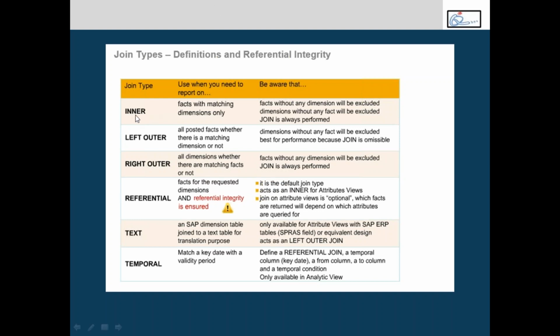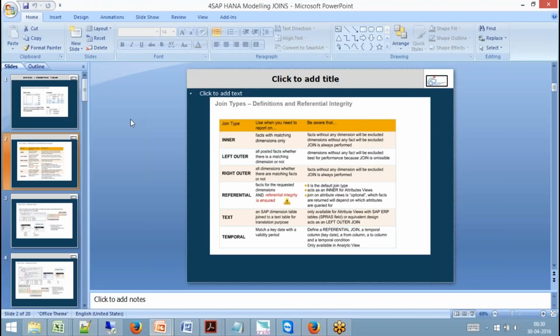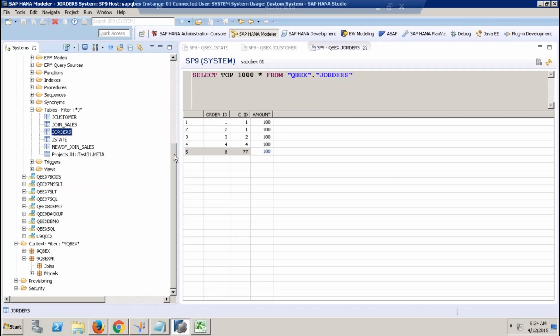Okay, I've opened that. So this is the type of joins we're going to deal with. One is inner join, left outer, right outer. Then we have referential join, then text join, then temporal joins. We're going to deal with this. Now let's first go with inner join. I think we are comfortable, but still I just want to show you that inner join first.